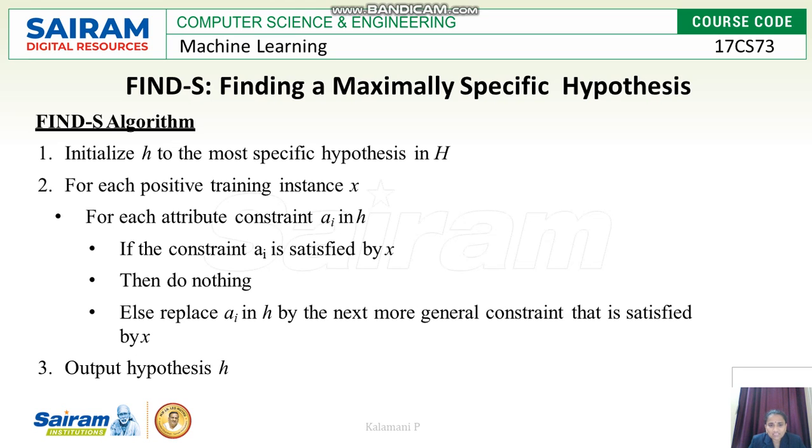That means first we start with the specific, then we move towards the general. That is what is given here: initialize to the most specific hypothesis, then move towards the more general hypothesis. After that we have to output the hypothesis h. Another thing here is that only positive training instances should be considered in the Find-S algorithm.